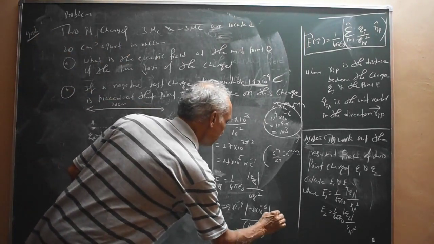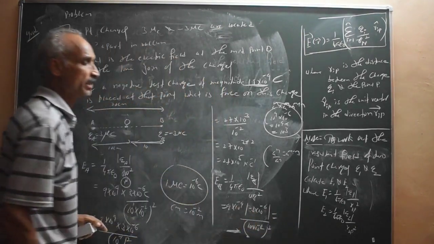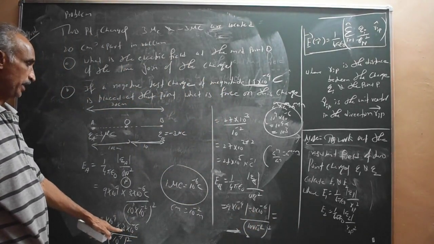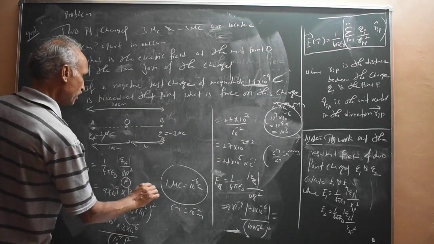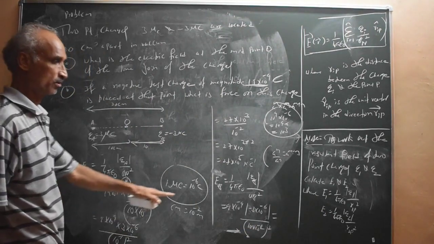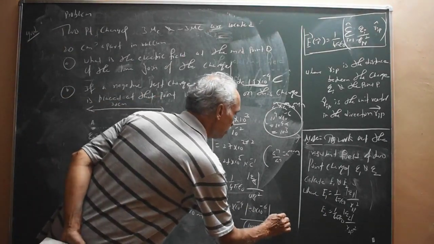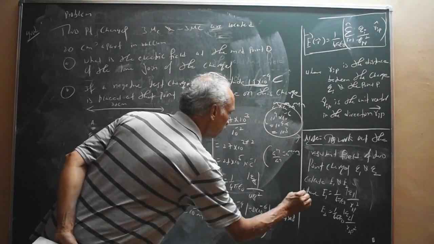Because modulus of minus 3 is plus 3 only. Modulus of plus 3 is 3 only. Modulus of minus 3 is also plus 3. Same, it is 27 into 10 raised to 5.